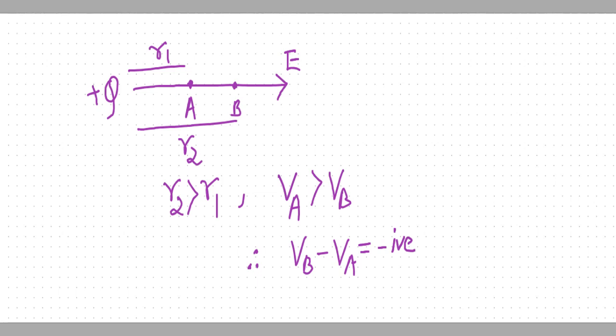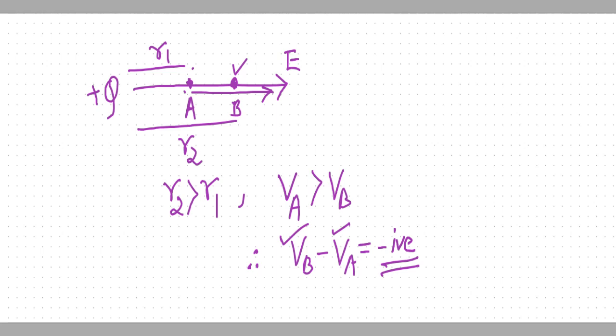So whenever you are moving in the direction of electric field, be it for positive or negative charge, both cases, and you find the difference of potential between these two points, VB minus VA, final minus initial, under that situation the potential difference has to be negative, because VB is smaller than VA. So whenever you move in the direction of electric field, remember potential always decreases.